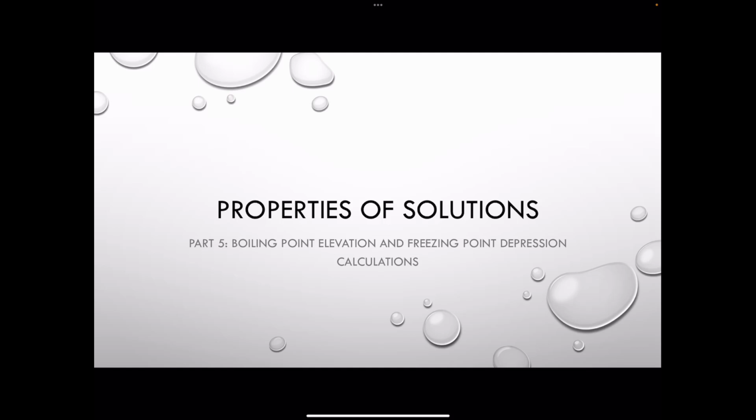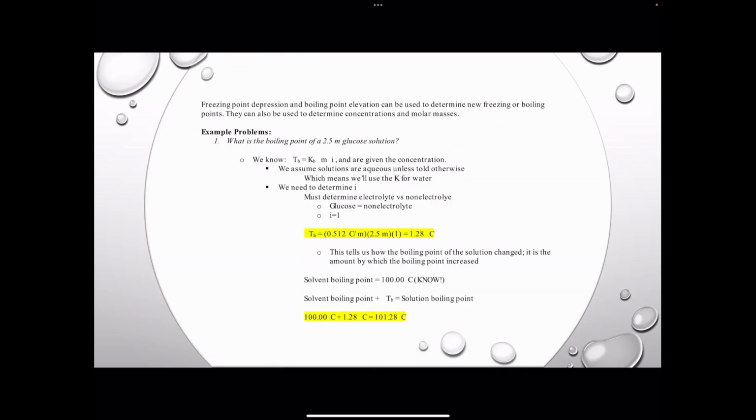In this video, we continue our discussion of colligative properties, paying particular attention to boiling point elevation. Now, freezing point depression and boiling point elevation can be used to determine new freezing or boiling points. They can also be used to determine concentrations and molar masses. And so we'll look at examples of all of these.